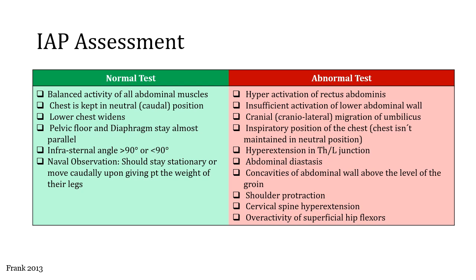Inspiration position of the chest. The chest isn't maintained in a neutral position. Hyperextension in the thoracic or lumbar junction. Abdominal diastasis. Concavities of the abdominal wall above the level of the groin. Shoulder protraction, cervical spine hyperextension, and overactivity of the superficial hip flexors would all be indications of an abnormal test or assessment here.